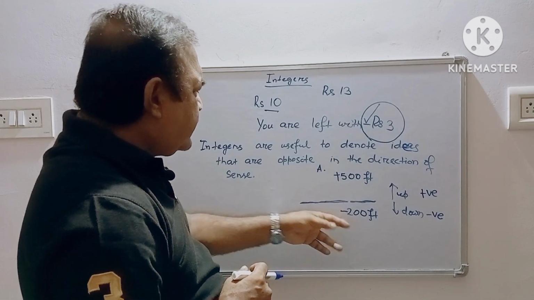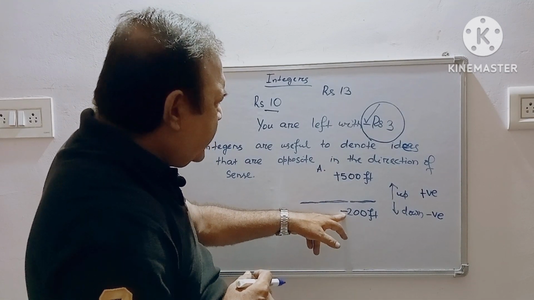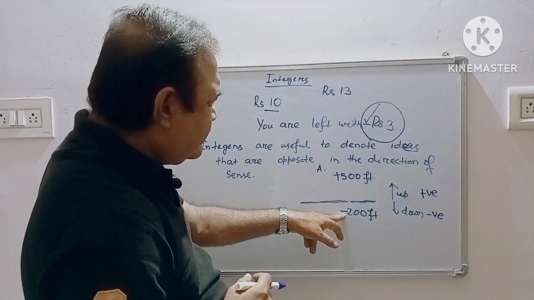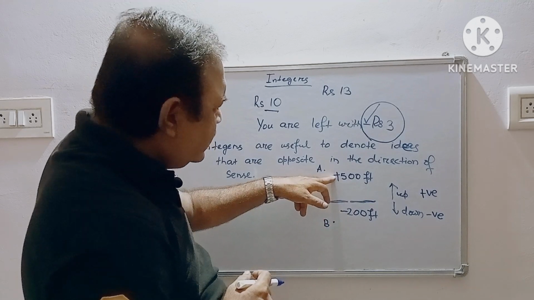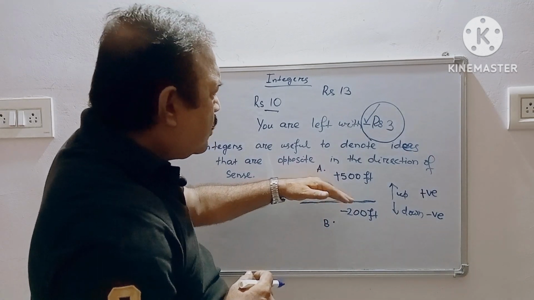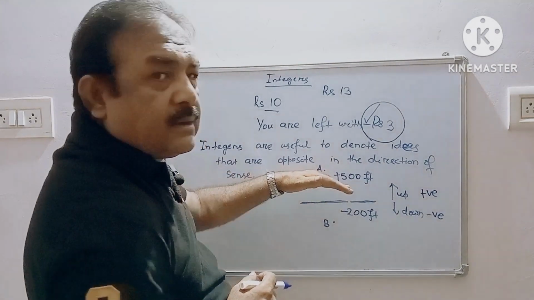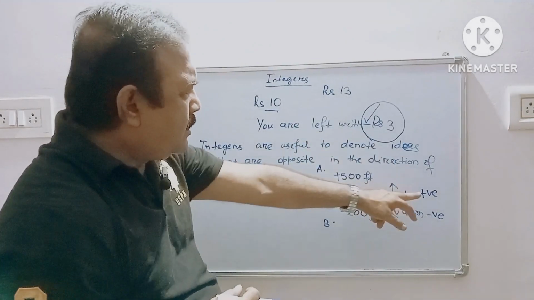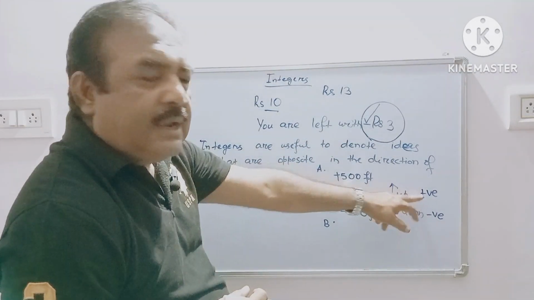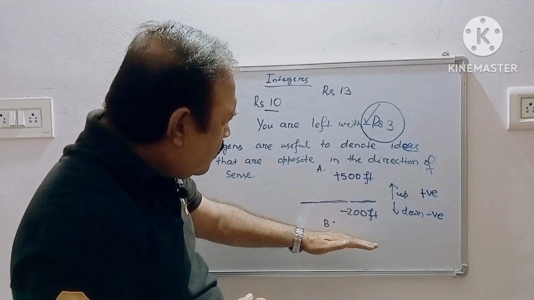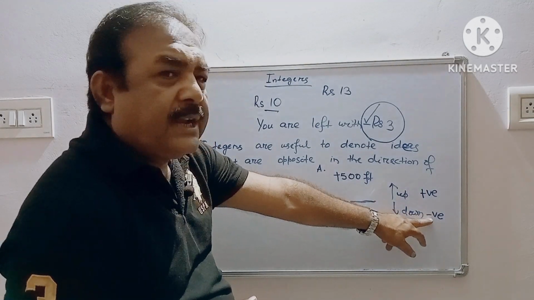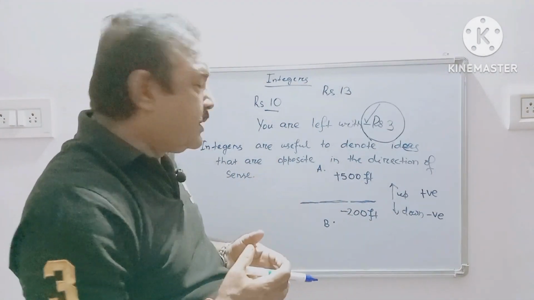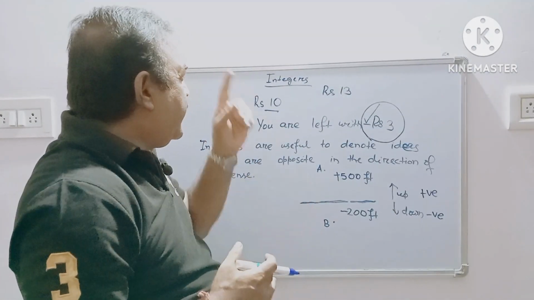So this minus reads the situation. What is the meaning of this negative sign? Here is the positive sign towards the upward side. It is above the sea level, so it is in the upward direction. So we gave the positive sign. And from the sea level, when you went down, we gave the negative sign. So these signs help us to read the situation. So in the direction of sense, we use integers.